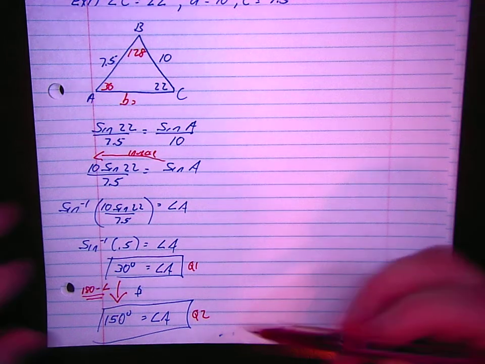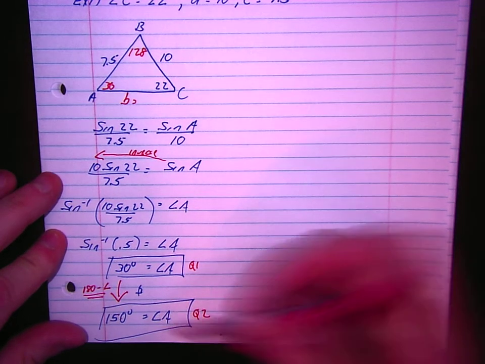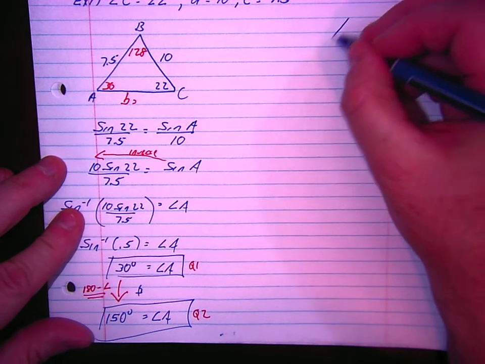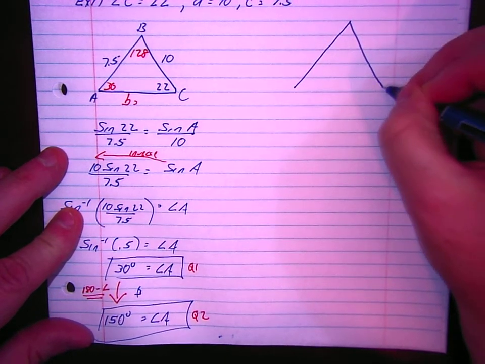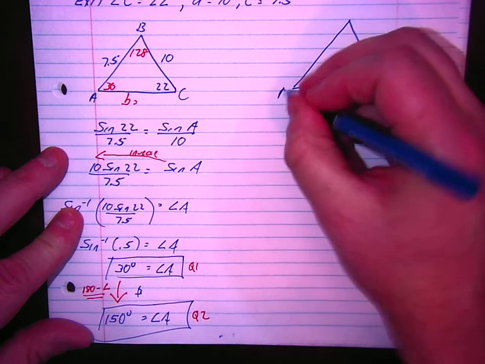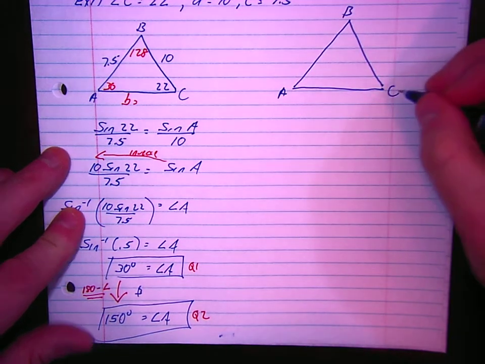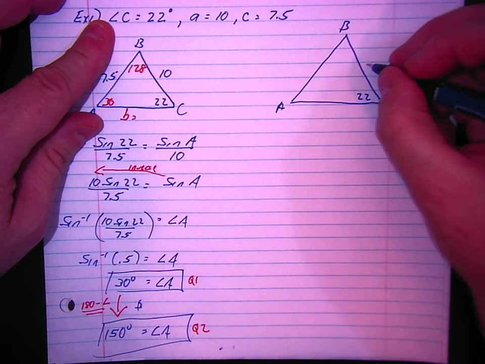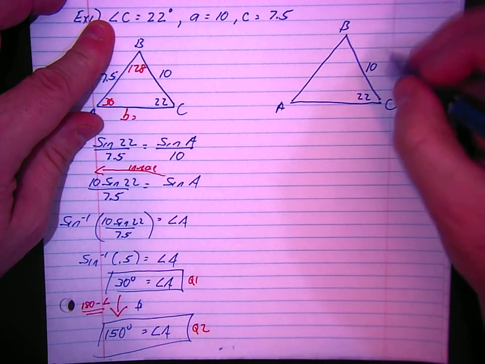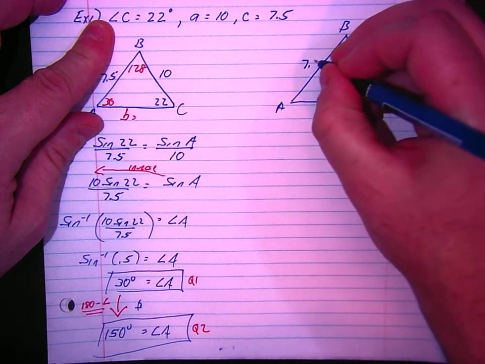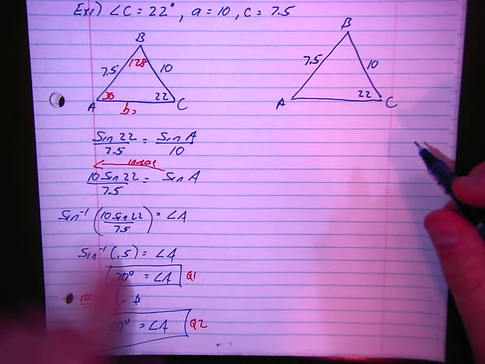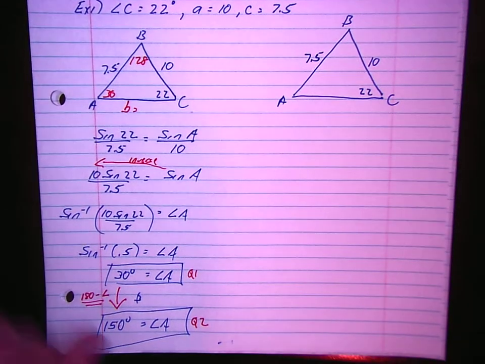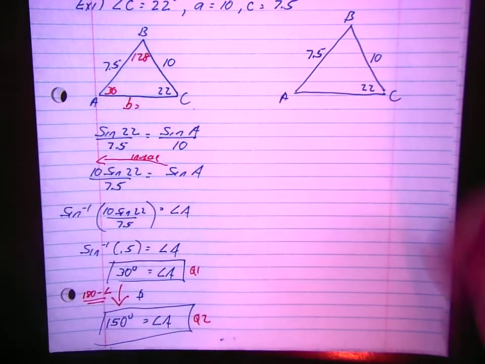The problem is this angle down here is your second option, which means the question you're going to have to ask every time that you do this law of sines for an angle is, if you go back to the original problem, so here's the original problem. Angle C is 22. Little a is 10. Little c is 7.5. You found 30, and we put 30 in here, and we're going to finish the problem, and that's going to be fine. The question is, can you put 150 in there also?